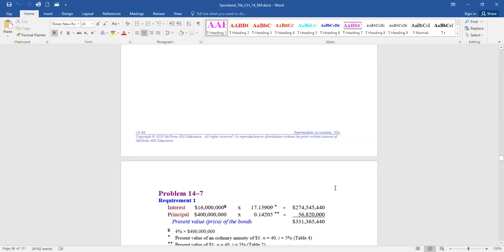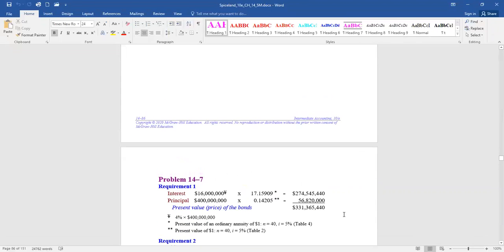Okay, so first of all, we're going to look at this from the perspective of McWhirter, the corporation. How much did they sell all the bonds for? And here's another great review of determining bond selling price. Interest is $16 million: 8% times $400 million times 6/12. So every 6 months, $16 million is being paid out as interest.